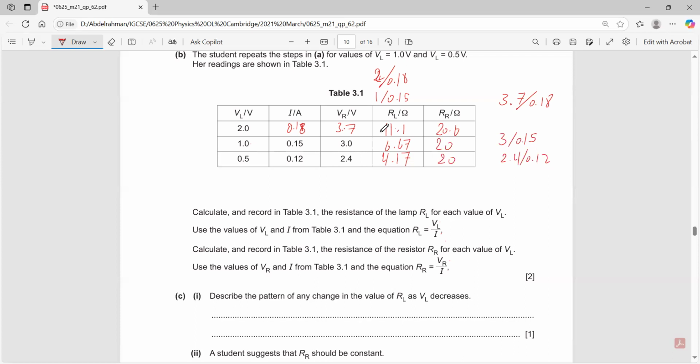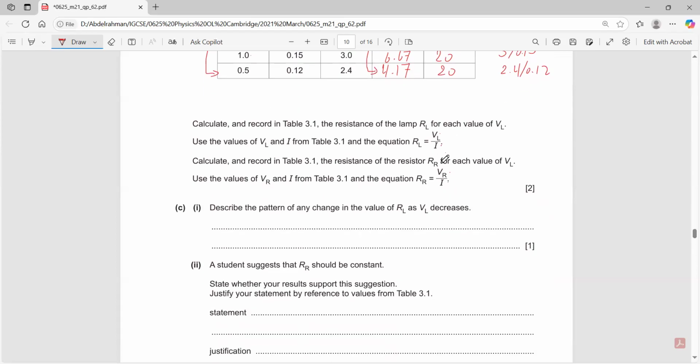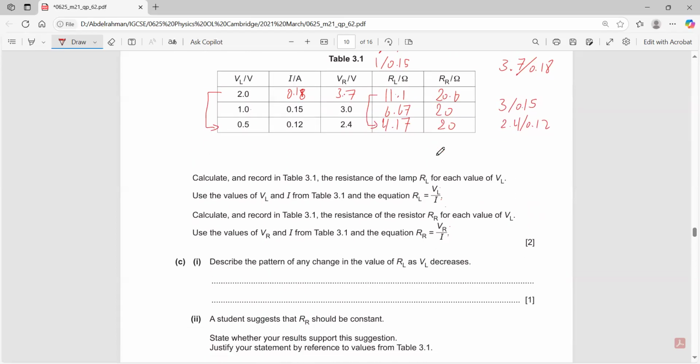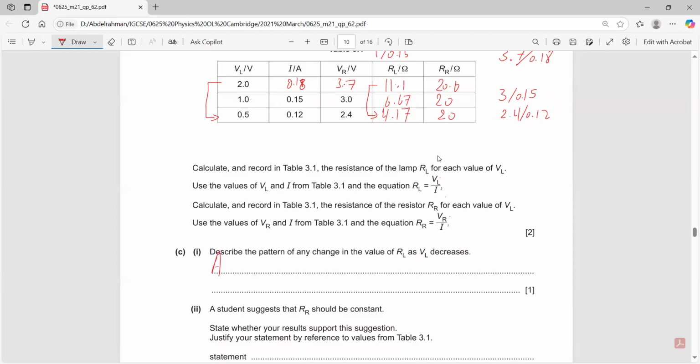Describe the pattern of any change in the value of RL as VL decreases. As VL decreases, what happens to RL? RL is also decreasing. They are directly proportional, right? As VL decreases, RL also decreases. Why? Because they are directly in proportion.